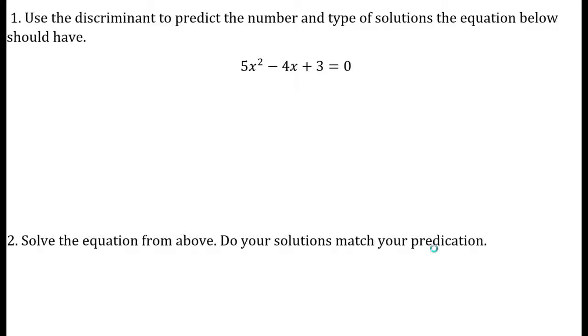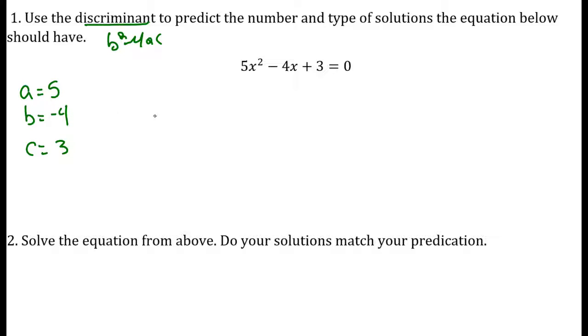Use the discriminant to predict the number and type of solutions the equation below should have. So to use the discriminant, we need to know that the discriminant is b squared minus 4ac. So I know that a equals 5, b equals negative 4, and c equals 3.